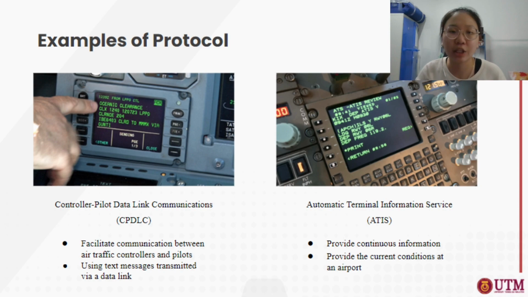CPDLC facilitates communications between air traffic controllers and pilots. It uses text messages that can be transmitted through a data link, rather than relying on the traditional method, which is voice communications via radio. Moreover, ATIS is a system used in air traffic management to provide continuous information to pilots and air traffic controllers about the current conditions at the airport, such as the current weather, runway conditions, and so on. Both protocols and architectures are important for ensuring the effective and efficient operation of CNS technology in the aviation industry.